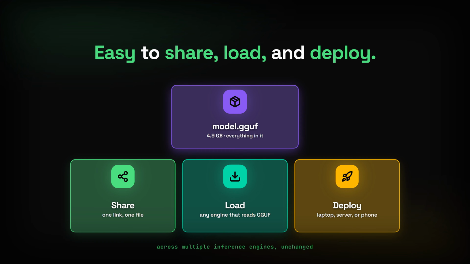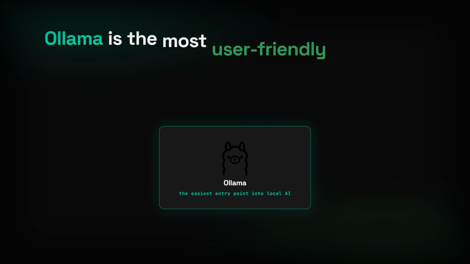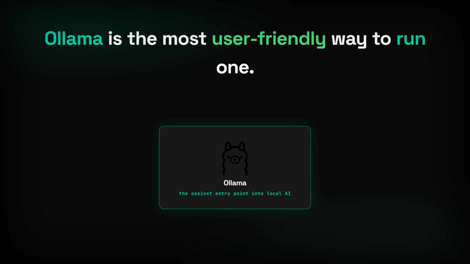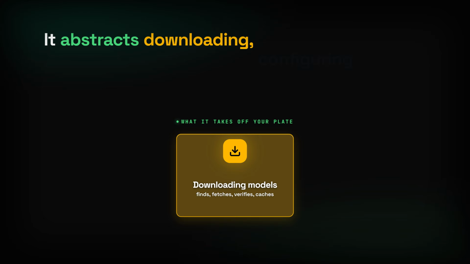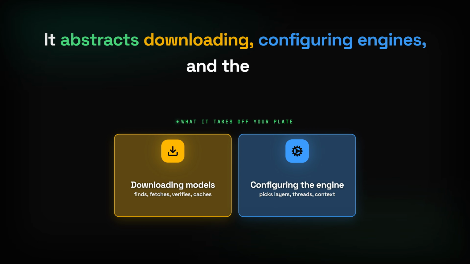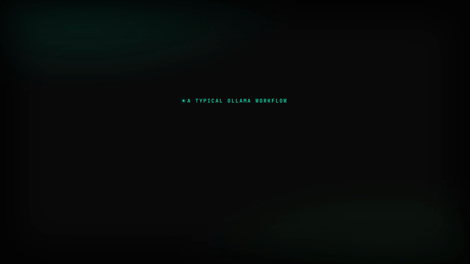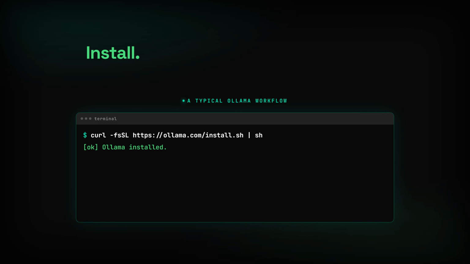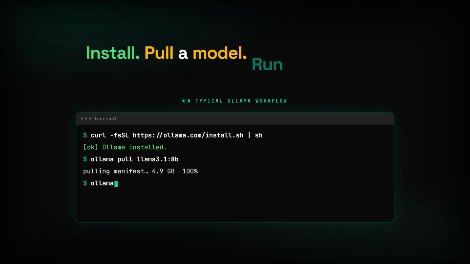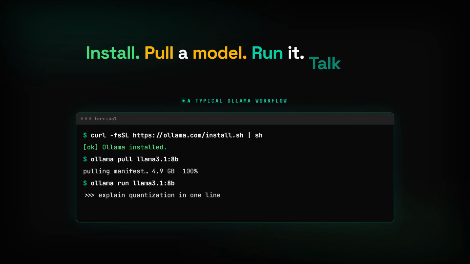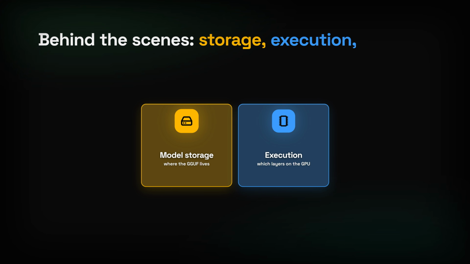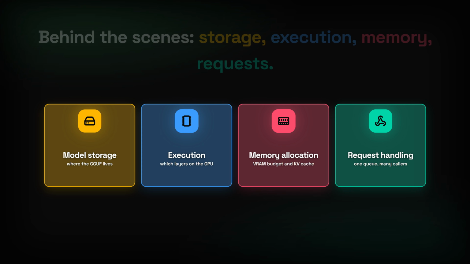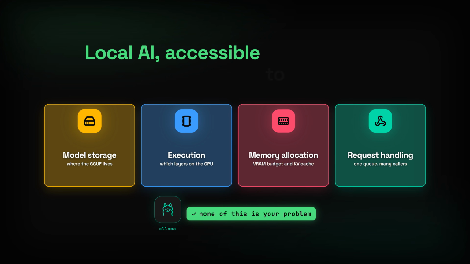across multiple inference engines. Ollama is one of the most user-friendly tools for running AI models locally. It abstracts much of the complexity involved in downloading models, configuring inference engines, and exposing an API. A typical Ollama workflow involves installing Ollama, downloading a supported model, launching the model with a simple command, interacting through either the terminal or an API. Behind the scenes, Ollama manages model storage, execution, memory allocation, and request handling, making local AI accessible even to beginners.